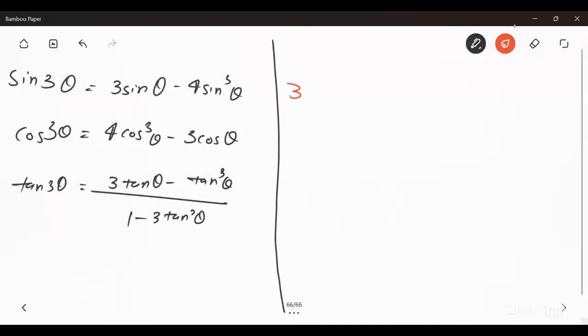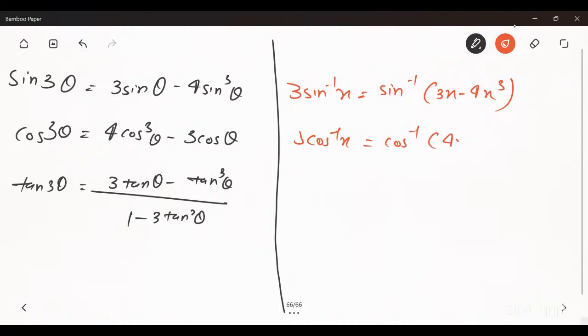Now 3 sine inverse x is equal to sine inverse of 3x minus 4x cube. 3 cos inverse x is equal to cos inverse of 4x cube minus 3x. 3 tan inverse x is equal to tan inverse of 3x minus x cube upon 1 minus 3x square.